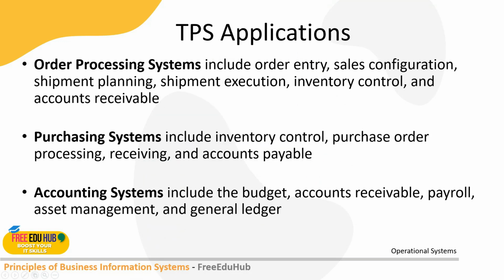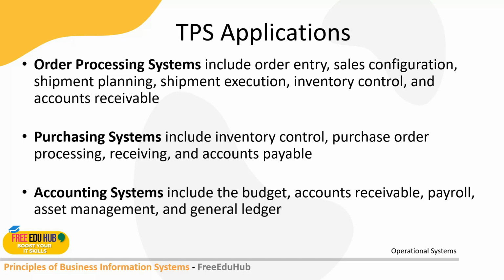Now TPS applications are order processing systems, which include the order entry, sales configuration, shipment planning, shipment execution, inventory control, and account receivable. So whenever we talk about order processing, these are the set of things which could come to your mind, that these things are handled by order processing systems, since they are all related to the orders. For example, the order entry, sales, shipment, etc. they all fall in the category of order processing systems.